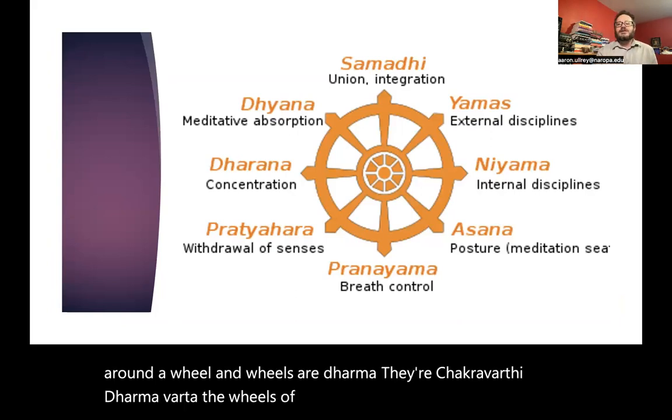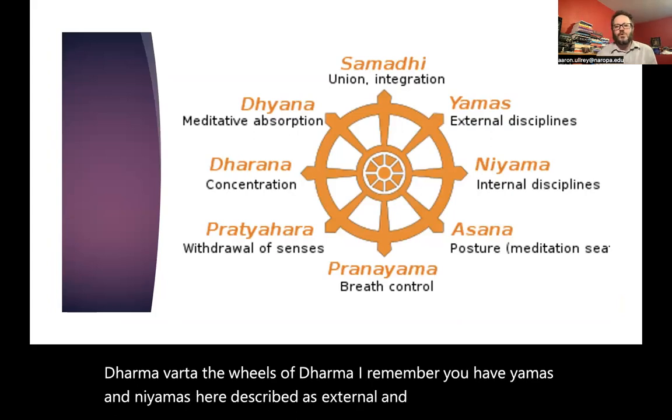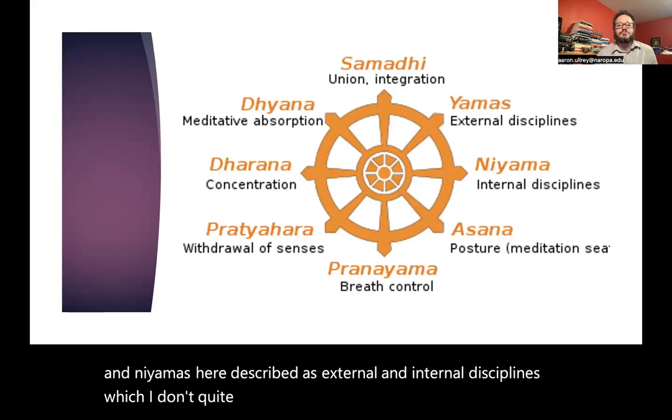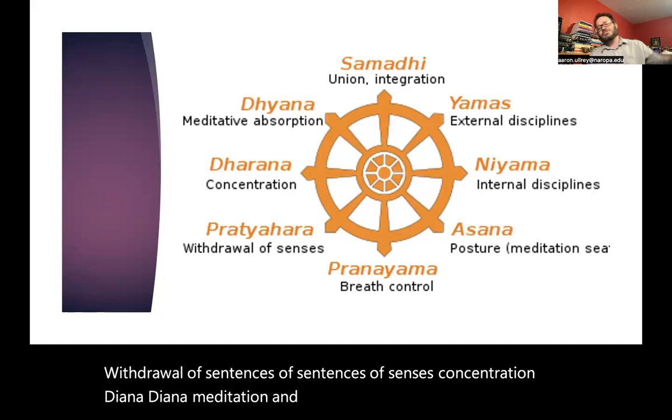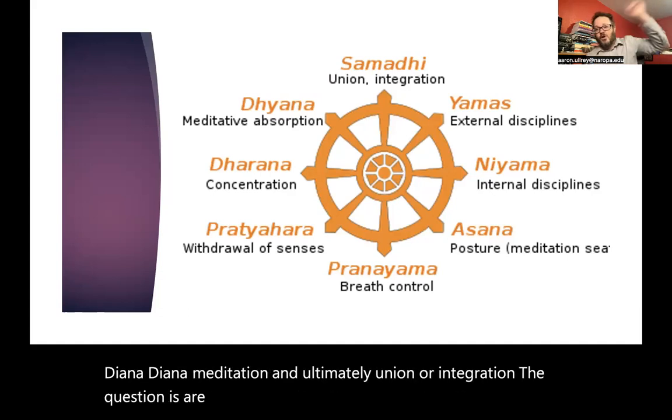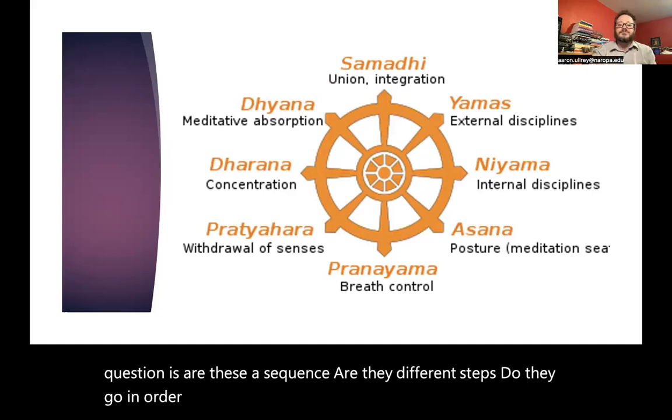I remember you have yamas and niyamas here described as external and internal disciplines, which I don't quite buy. Asana, posture, pranayama, breath control, pratyahara, withdrawal of senses, concentration, dharana, dhyana, meditation, and ultimately union or integration. The question is, are these a sequence? Are they different steps? Do they go in order? It's hard to say. Different texts say different things.